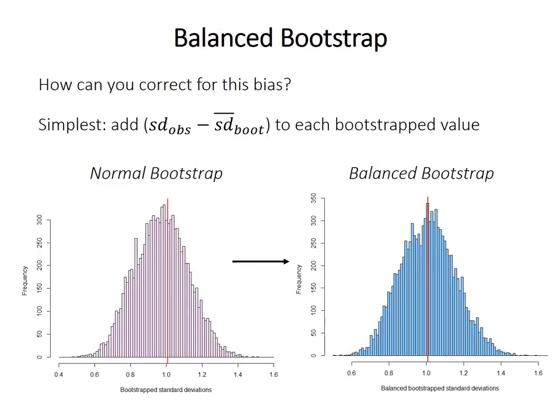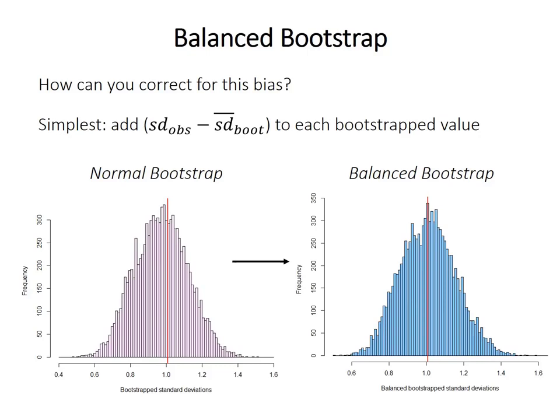There are a variety of ways to correct for this, but we'll just cover one fairly straightforward and simple one, and that's called the balanced bootstrap. The process just involves correcting the offset by adjusting each value. So for each bootstrapped standard deviation in this case, we're going to add the difference between the observed value in our original data and the mean of all of our bootstrap data. So we're adjusting each value and shifting it so that the mean of our bootstrap data is the same as the actual value in the original data, the observed value.